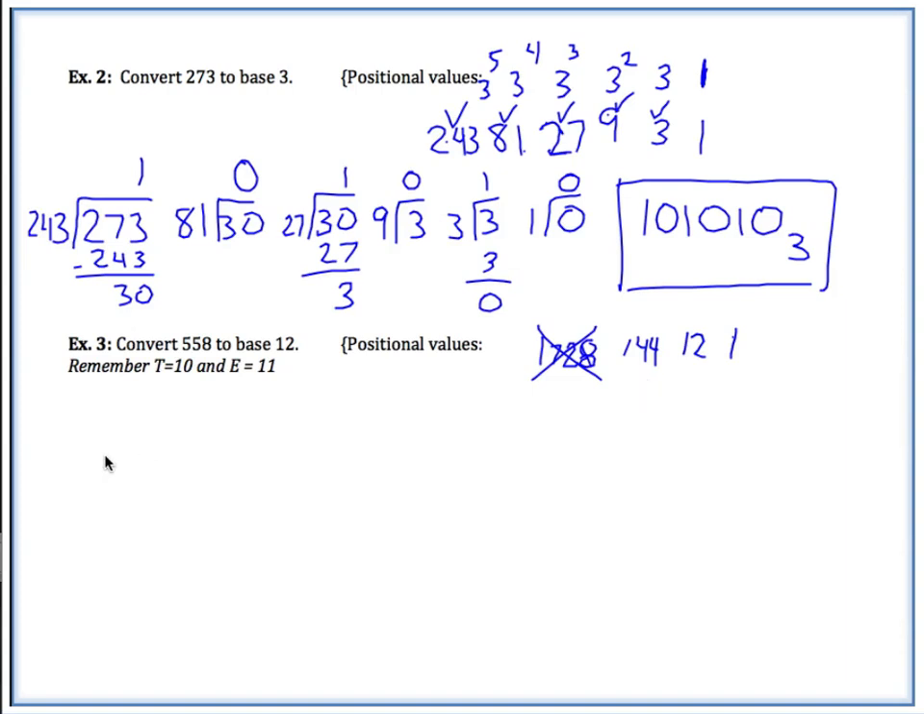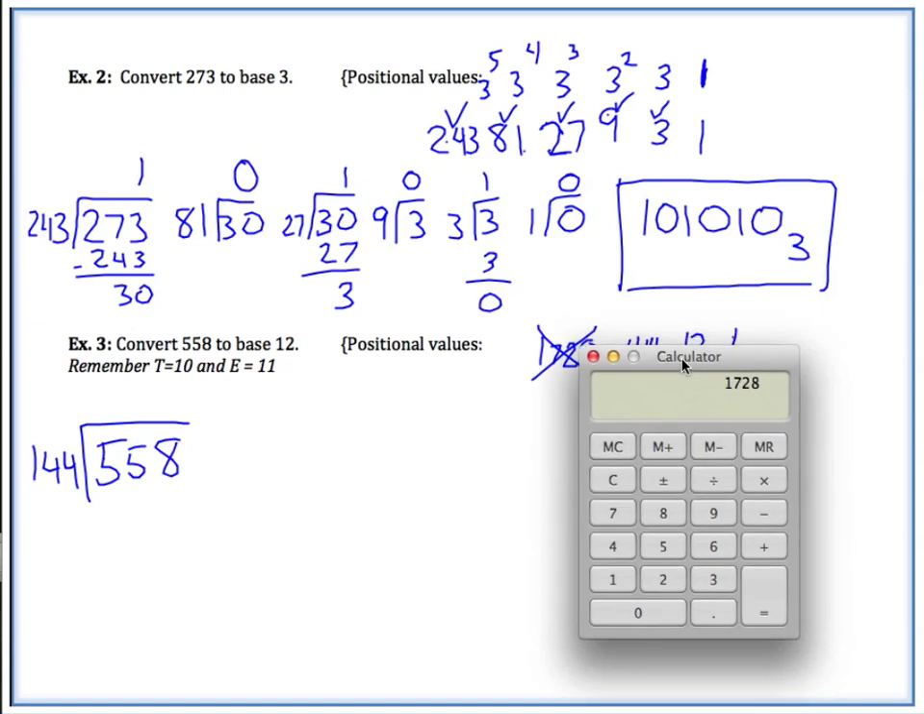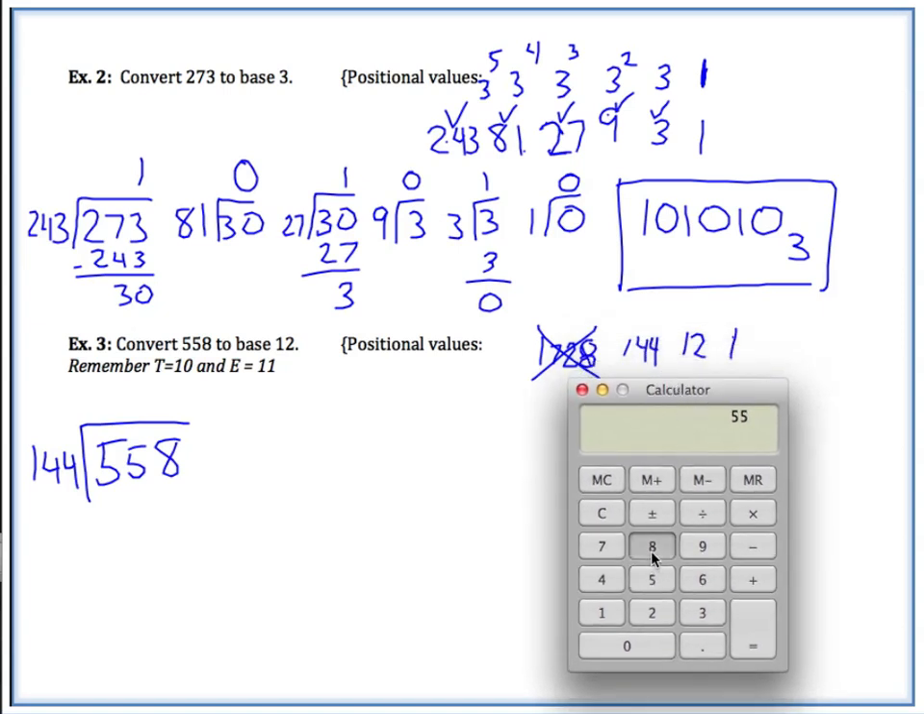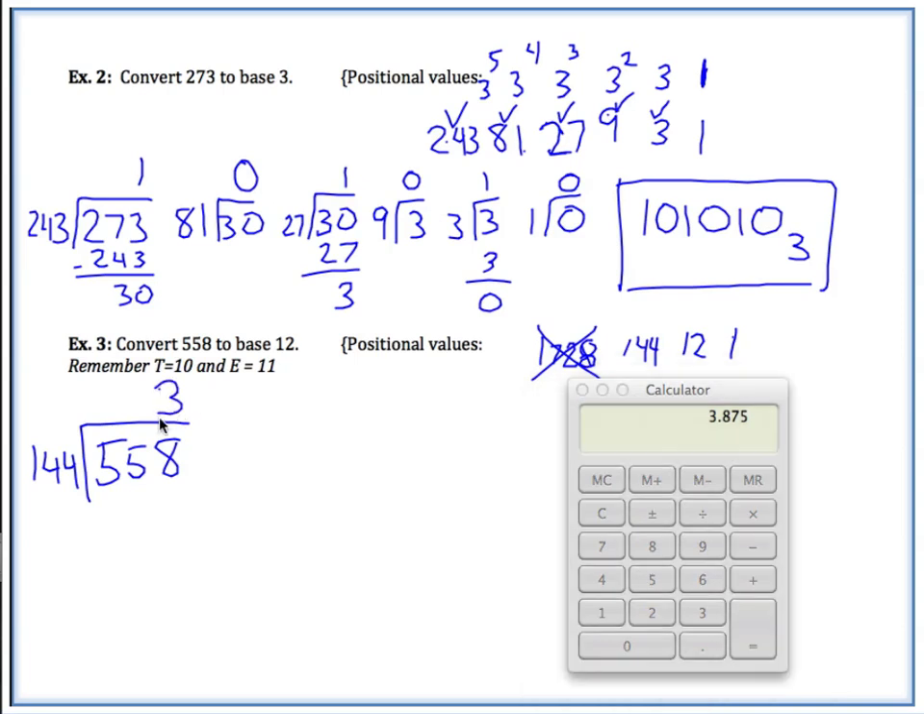So up to without going over is what we need. So here we're going to take our number 558 and divide it by 144. We'll use our calculator for this one. 558 divided by 144. Okay, so there are 3 groups of 144.